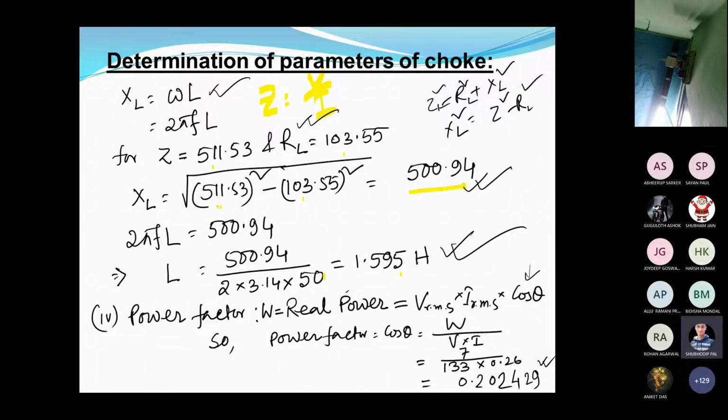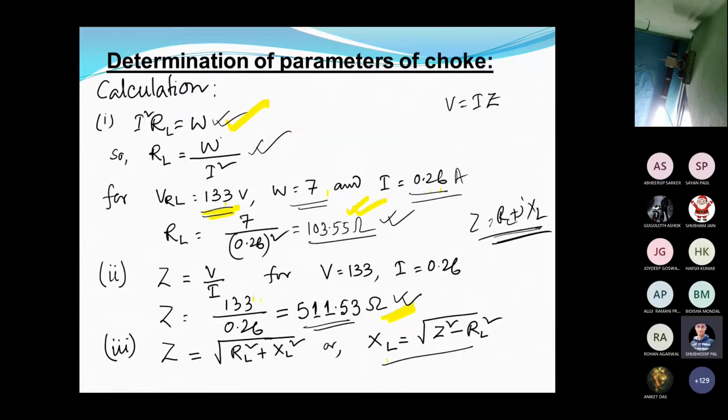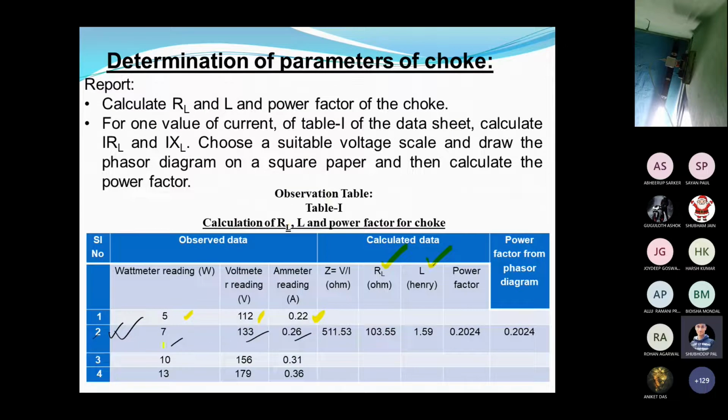Now how to calculate the power factor? As we know, the real power is Vrms into Irms into cos theta. So Vrms, Irms, cos theta. Now you put the values of Vrms. How much Vrms value have you seen? 133. And this is the data I am actually using.